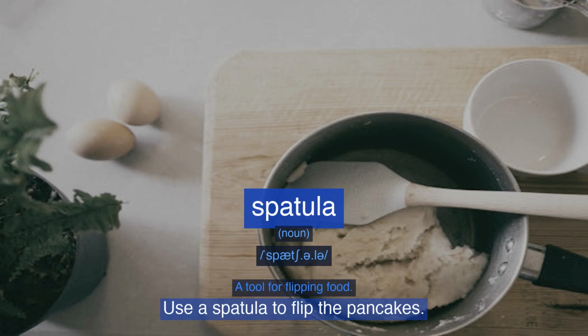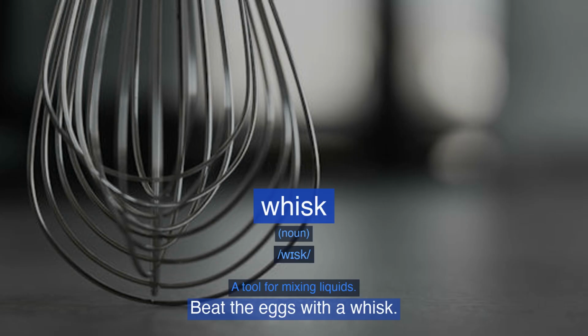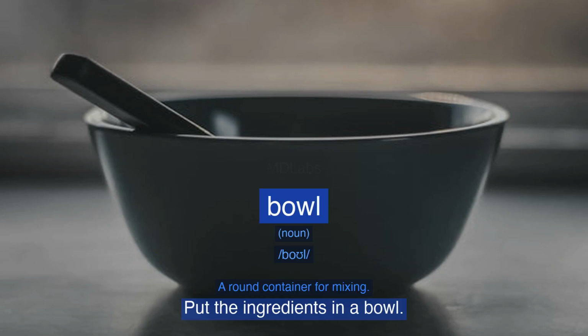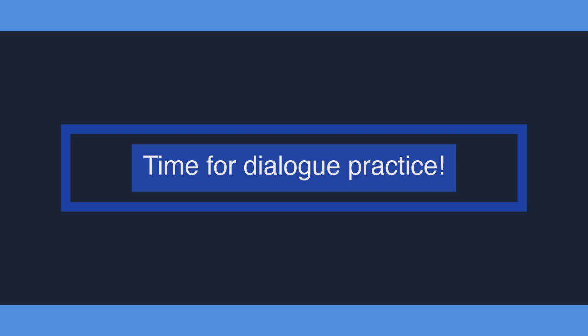Spatula, a tool for flipping food. Example, use a spatula to flip the pancakes. Whisk, a tool for mixing liquids. Example, beat the eggs with a whisk. Bowl, a round container for mixing. Example, put the ingredients in a bowl. Excellent work. Now let's see these words in action with a real conversation.